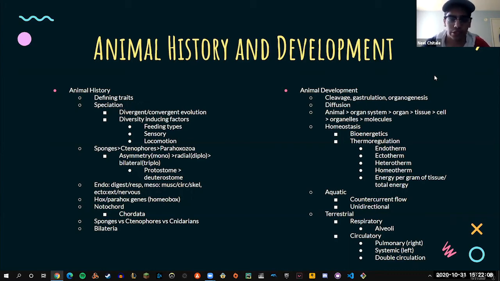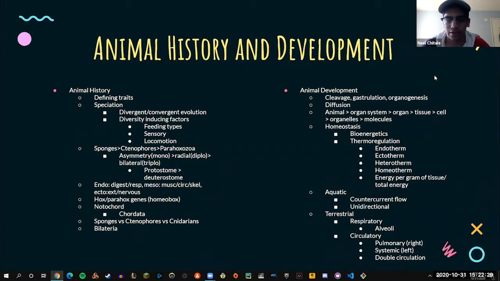Then you have gastrulation, which is essentially what we were talking about earlier, how protostomes develop a mouth from the blastopore and deuterostomes develop an anus from the blastopore. So gastrulation is kind of the stage where that determination happens in an organism.